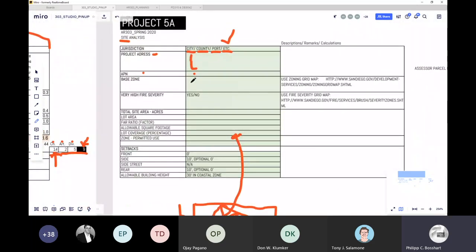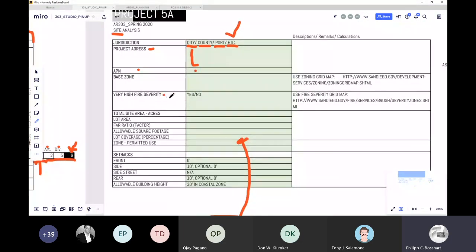Base zone, the things that OJ just talked about, and there's also a reference here. It's the same development services zoning that gives you that giant PDF with the color zones, or you can go the QGIS route.